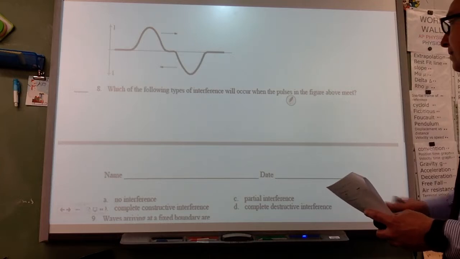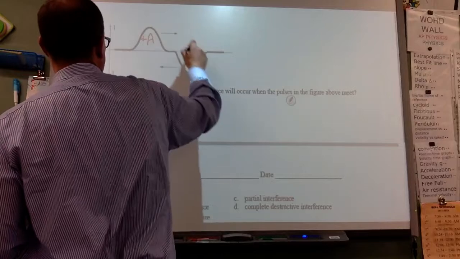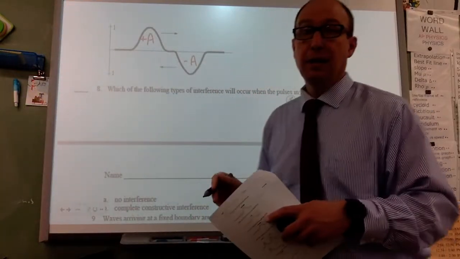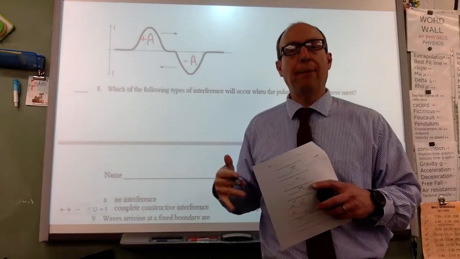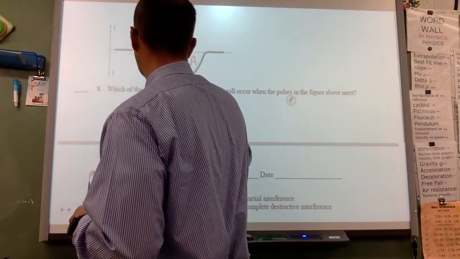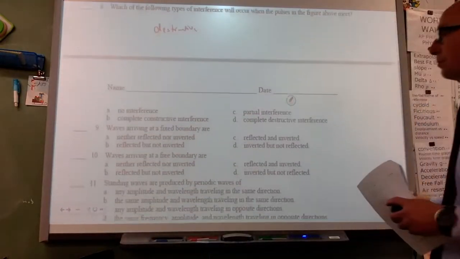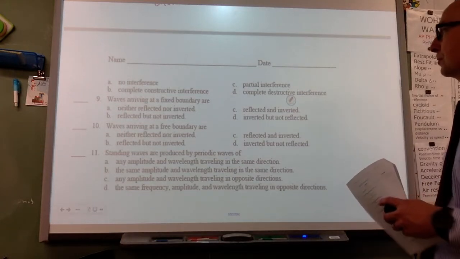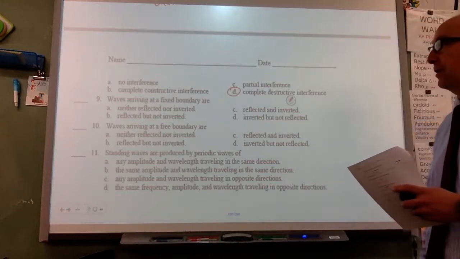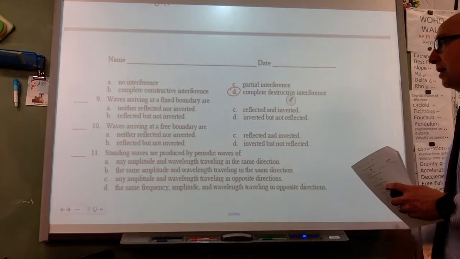All right, number 8, when these two meet, this one is going to have an amplitude of positive A. This is going to have an amplitude of negative A. It looks like they're equal and opposite amplitudes, so this would be destructive. So it looks like it would be complete destructive interference.